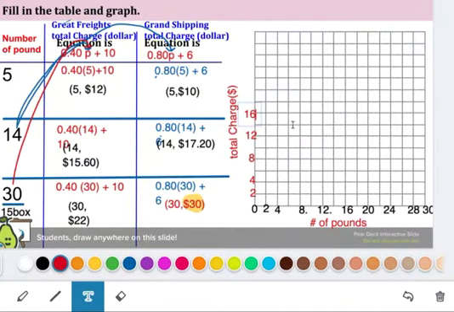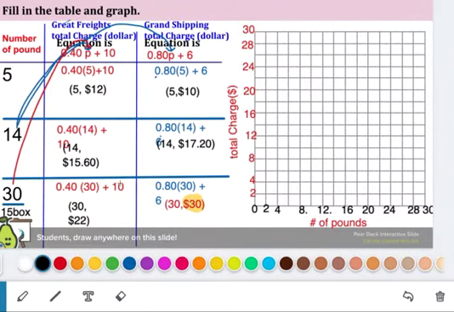Leaving a spot for 18, but typing in 20. Leaving a spot for 22, but typing in 24. Leaving a spot for 26, but typing in 28. And the last number is our magical number 30, because we need to go up to $30, the largest charge. Then what I like to do is take the pencil.